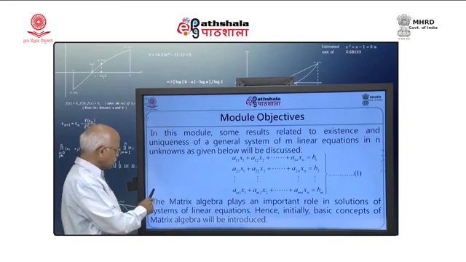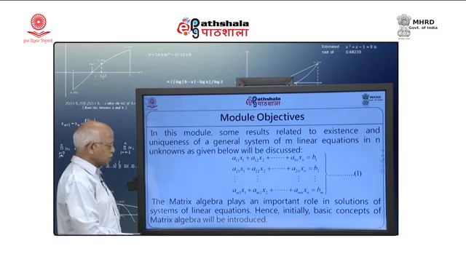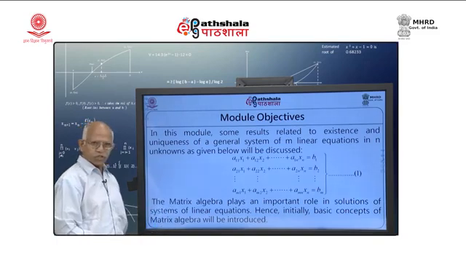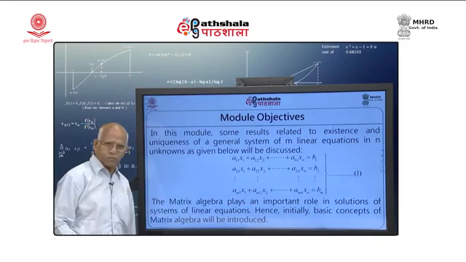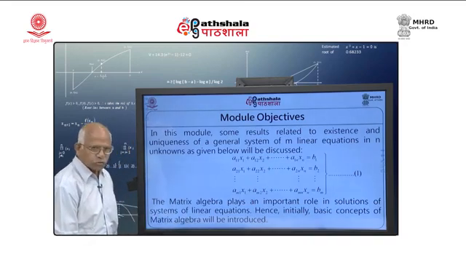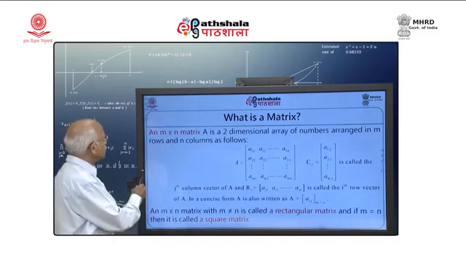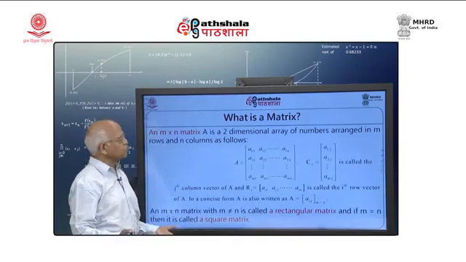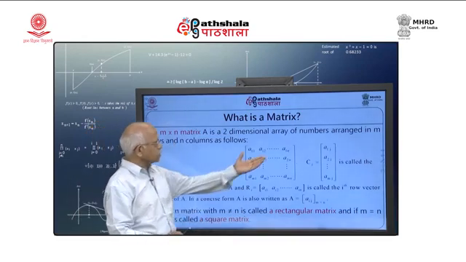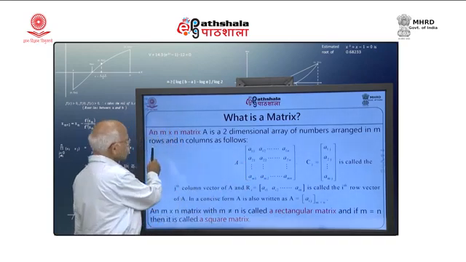Now, matrix algebra plays an important role in the solution of a system of linear equations, and hence initially the basic concepts of matrix algebra will be introduced. An m by n matrix A is a 2-dimensional array of numbers. We are just arranging numbers in a 2-dimensional array with m rows and n columns.